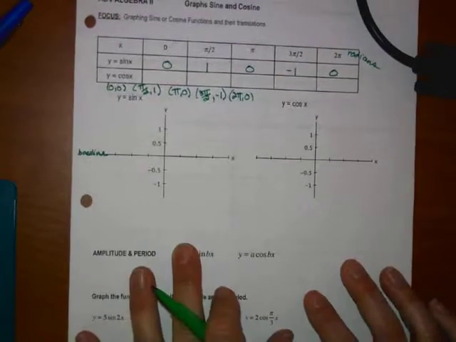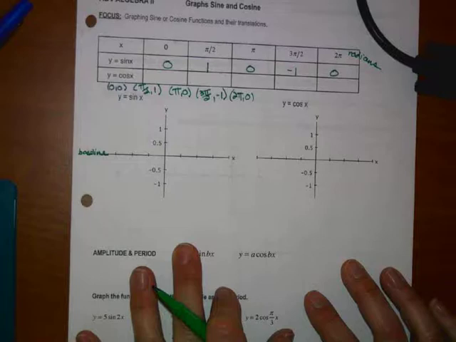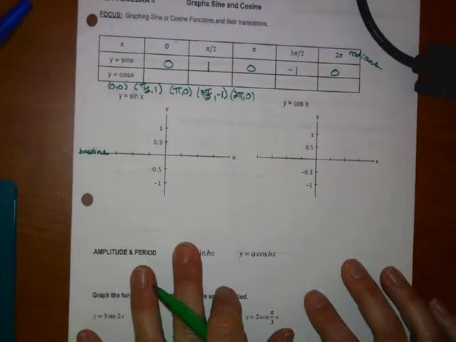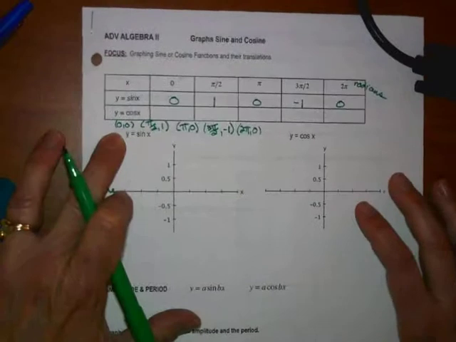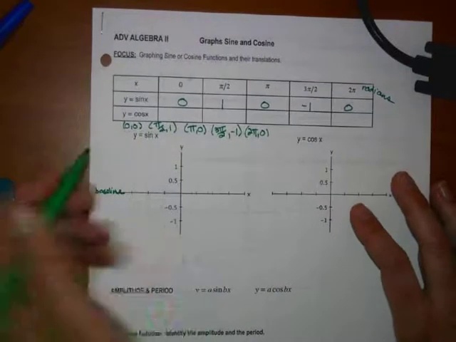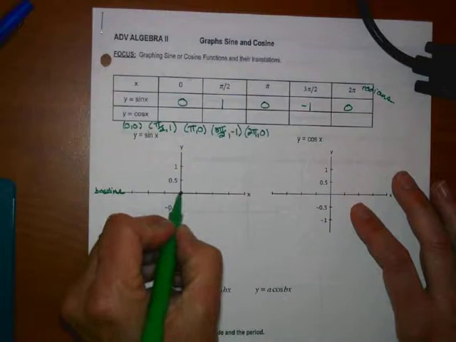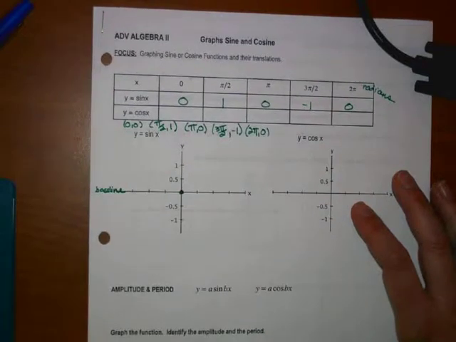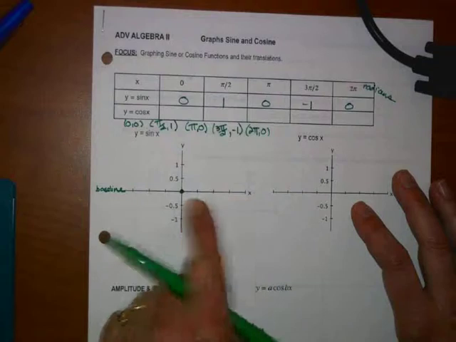Let me see the best way to do this. Well, let's just plot these points. Okay, we're not going to connect them yet. We're just going to plot them. So obviously, hopefully at this point in your math career, you know what 0, 0 is. 0, 0, right? I can't really go any further because I haven't labeled these yet, have I?